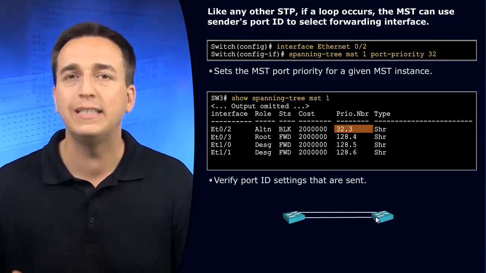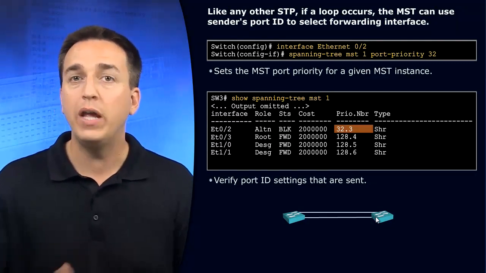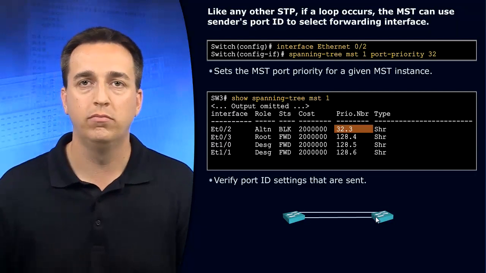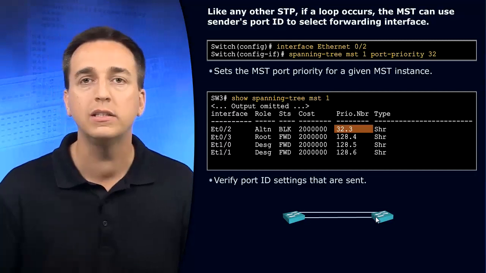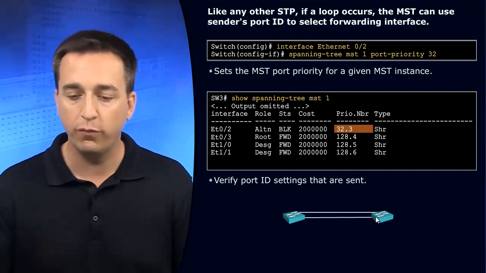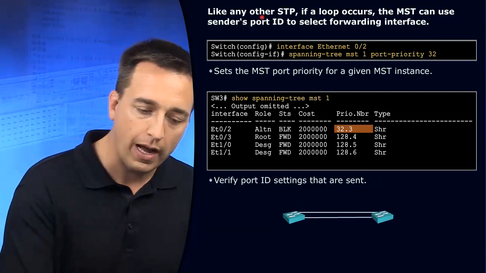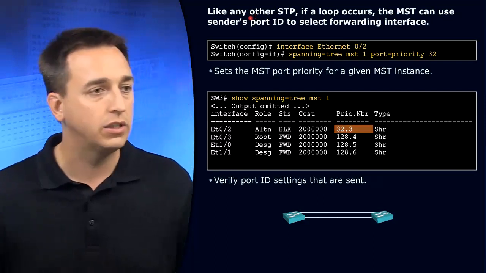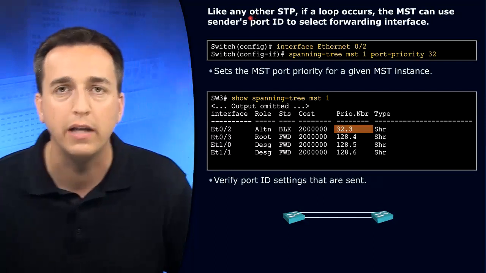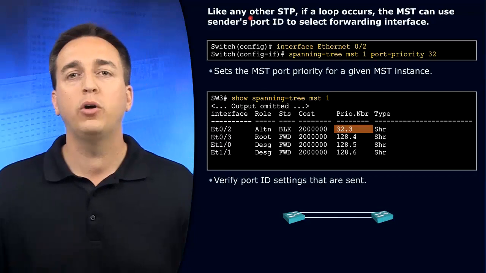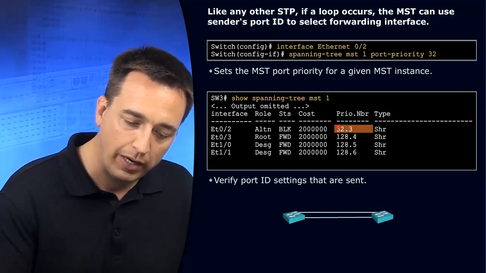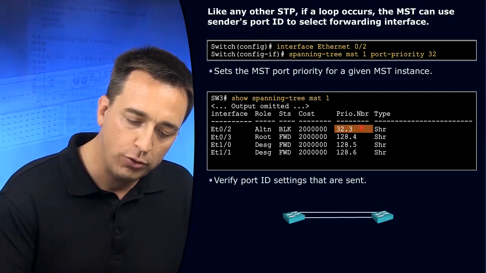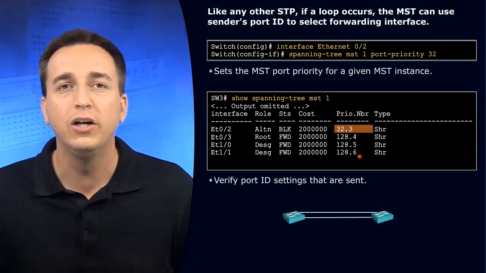When the BPDUs are sent out of the interfaces, they will have the same bridge ID. Why? Because they're coming from the exact same switch. The priority is the same, the MAC address is the same. Therefore, it is now the port ID that has to be examined because the cost and the bridge ID are tied. So just like with Spanning Tree Protocol and Rapid Spanning Tree Protocol, all of our interfaces participating in Spanning Tree are going to have a port ID associated with them.